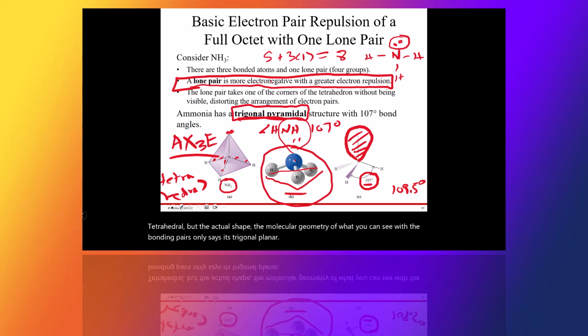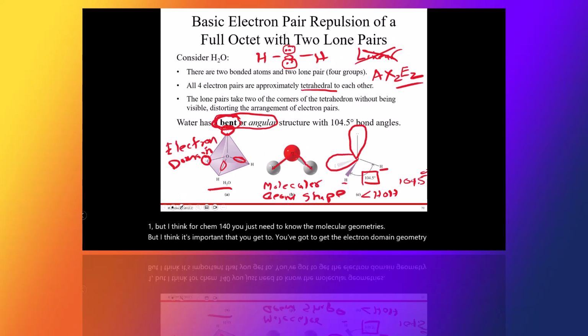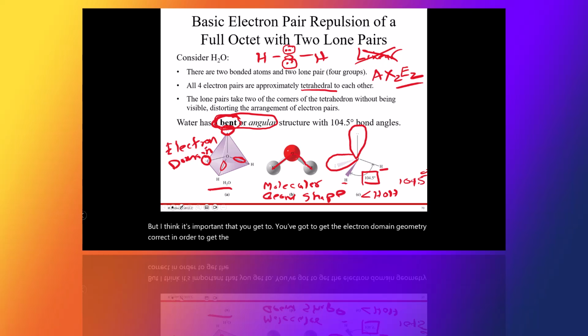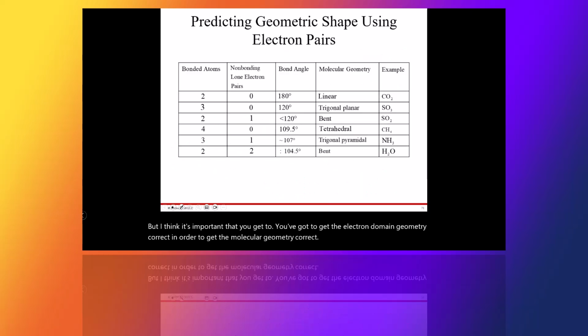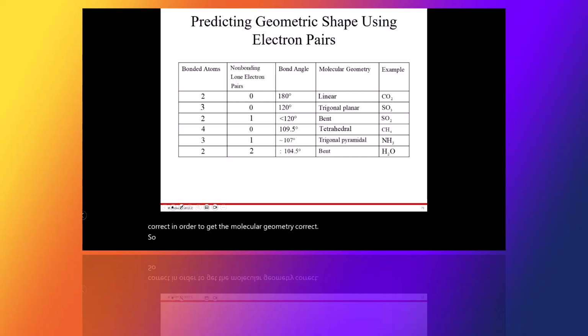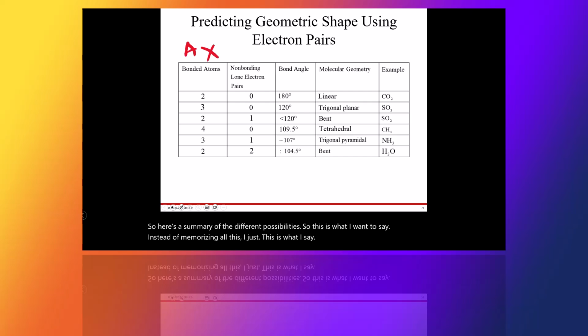I don't know if they test you on electron domain geometries. We do in Chem 170, Gen Chem 1, but I think for Chem 140, you just need to know the molecular geometries. But I think it's important that you get the electron domain geometry correct in order to get the molecular geometry correct. So here's a summary of the different possibilities. Instead of memorizing all this, this is what I say. X stands for the bonded atoms and E stands for the non-bonding.